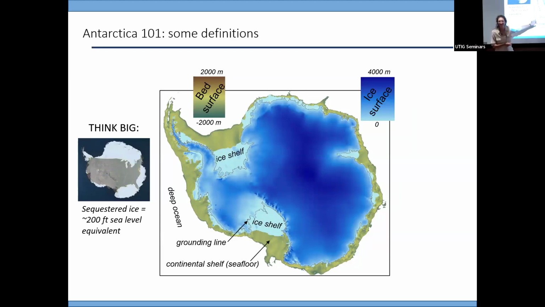This is Antarctica, the continent, right? These green-brown colors show the seafloor elevation. The blue shows the ice sheet elevation. Much of the ice sheet is touching land at the base. We call this grounded ice. And then the grounding line separates that grounded portion, the ice sheet that's touching the bed, from the floating extension of the ice sheet that we call the ice shelves.